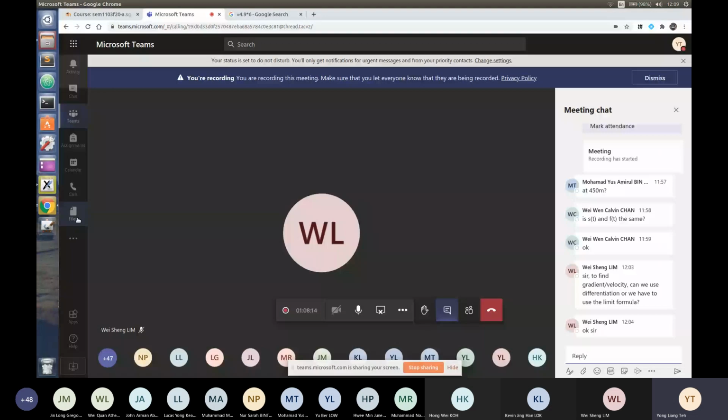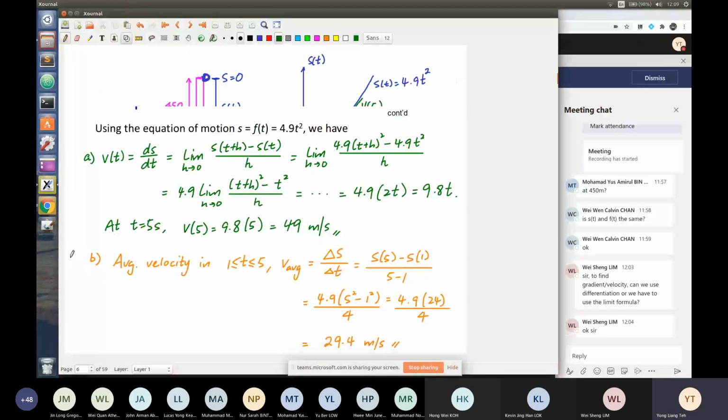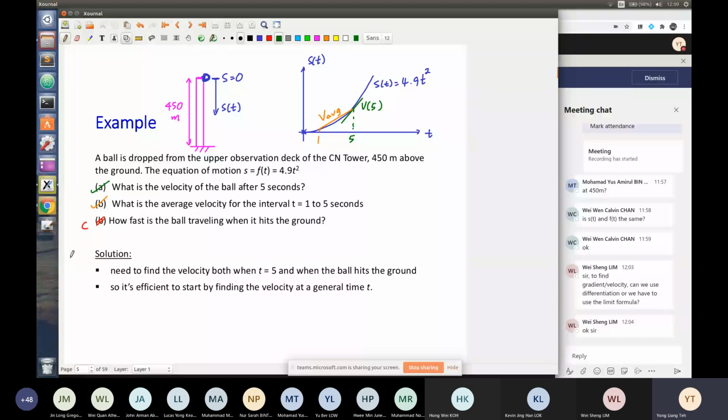Moving on, the last part. How fast is the ball traveling when it hits the ground? Which means you want to find the velocity when it hits the ground. But you don't know the time when it hits the ground. Because you know that when it hits the ground, S must be 450. The displacement must have traveled 450 meters when it hits the ground. So at this stage, S equals positive 450.